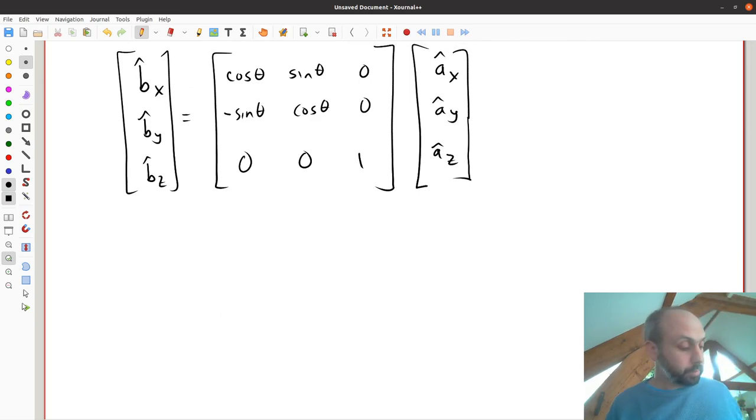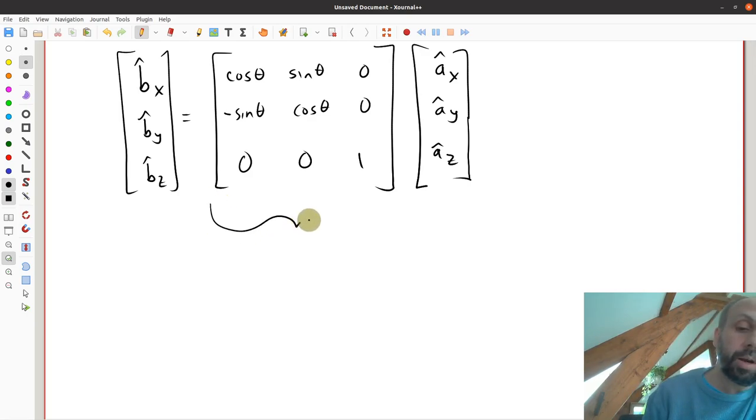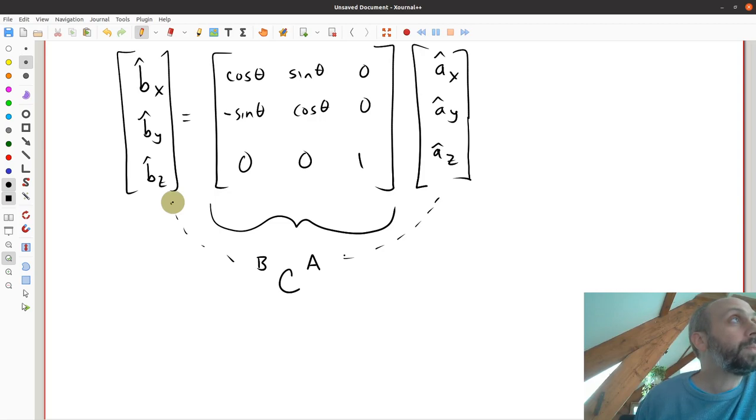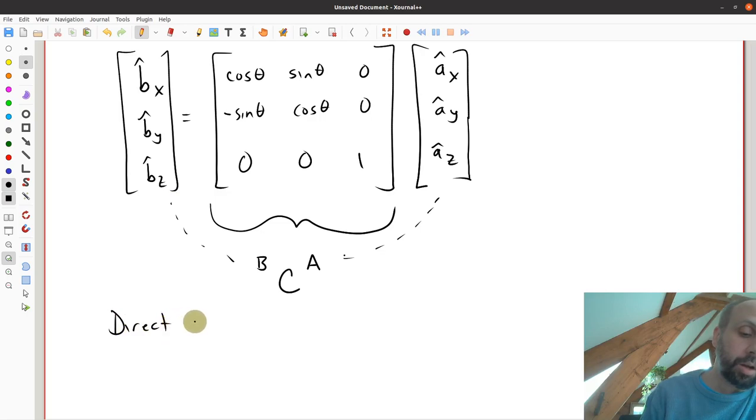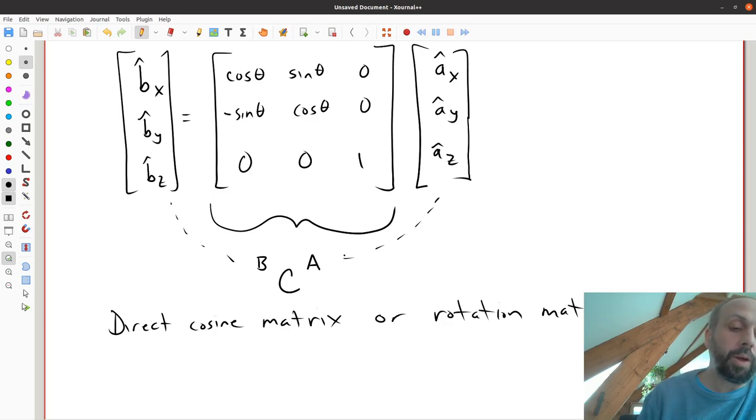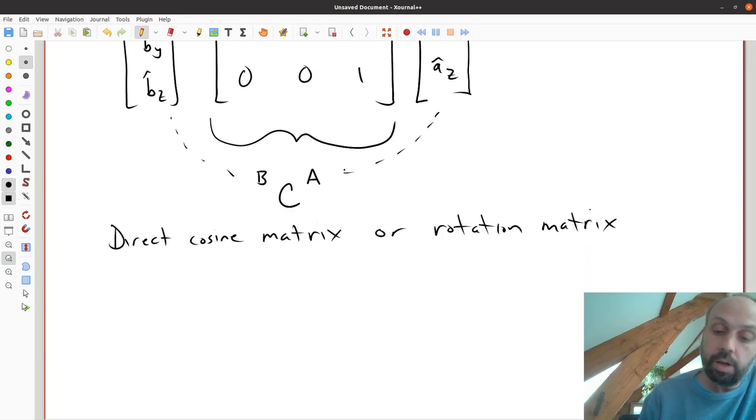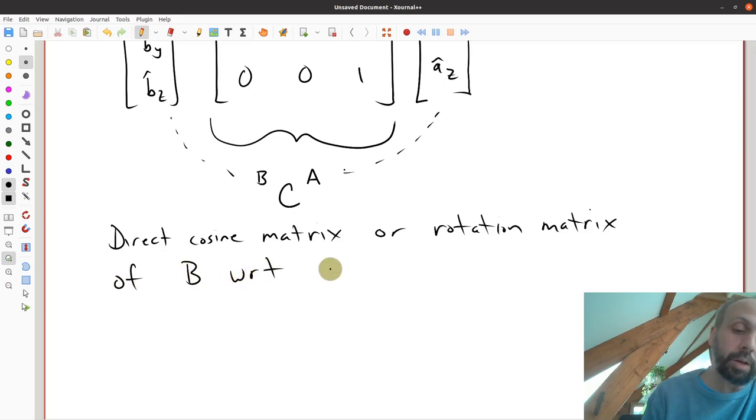So this matrix is a special matrix. We're going to name this with the convention here. I'll use C and then superscript A and B that tie to these sides of the equation. But this is the so-called direction cosine matrix, or maybe more commonly, a rotation matrix. It relates reference frame A to B, and I've oriented B with respect to A by this rotation matrix or direction cosine matrix. So I would say direction cosine matrix, rotation matrix of B with respect to A.